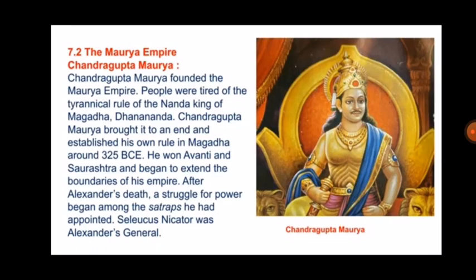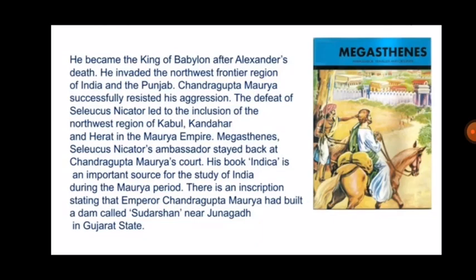Seleucus Nicator was Alexander's general. He became the king of Babylon after Alexander's death. He invaded the northwest frontier region of India and the Punjab. Chandragupta Maurya successfully resisted his aggression. The defeat of Seleucus Nicator led to the incorporation of the northwestern region of Kabul, Kandahar and Herat in the Maurya Empire.